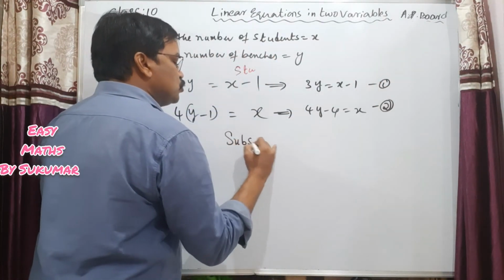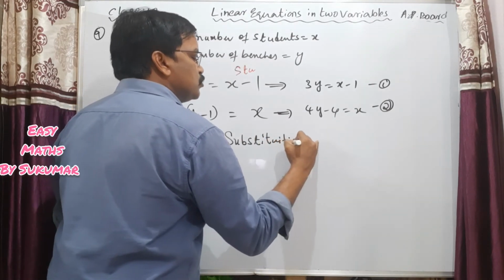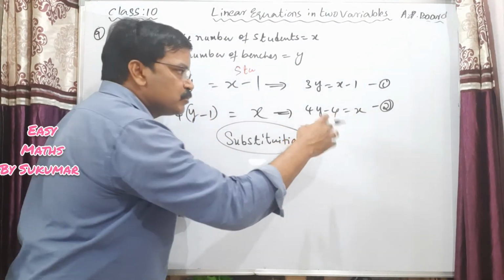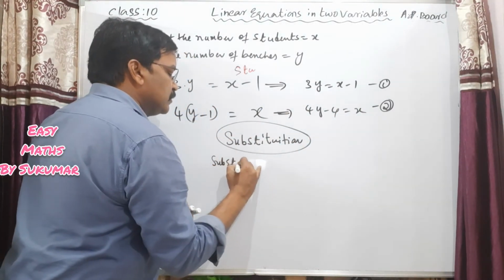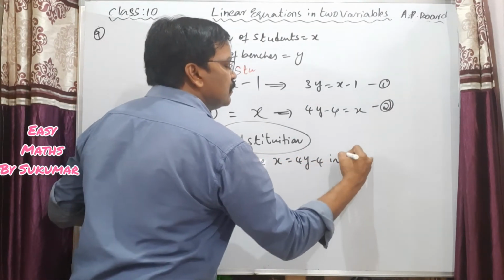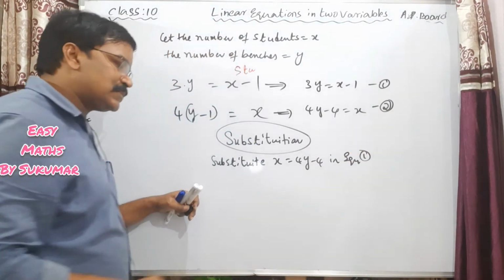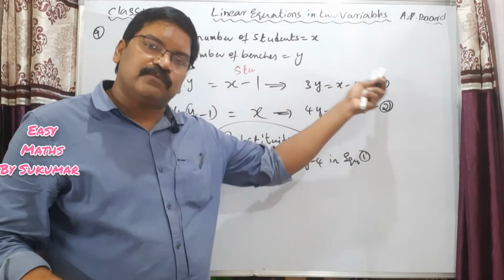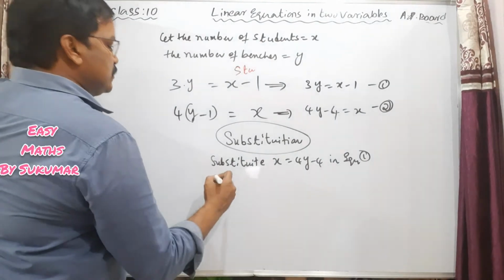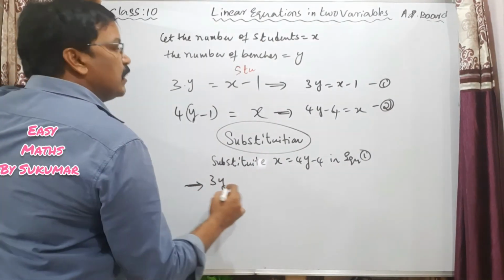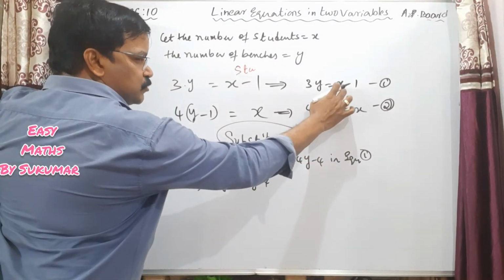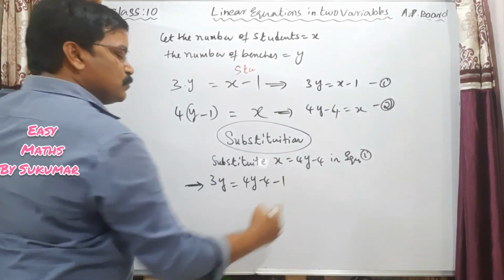Now, using the substitution method, observe equation 2. Substitute x is equal to 4y minus 4 in equation 1. Okay, let us substitute. That means 3y is equal to x, meaning 4y minus 4. Here I am substituting in the place of x minus 1.